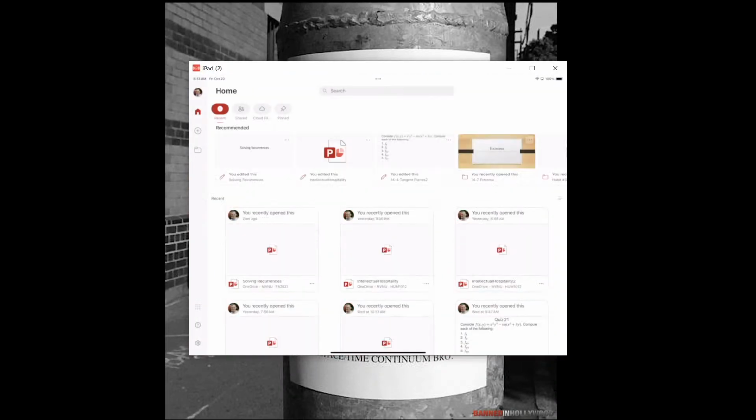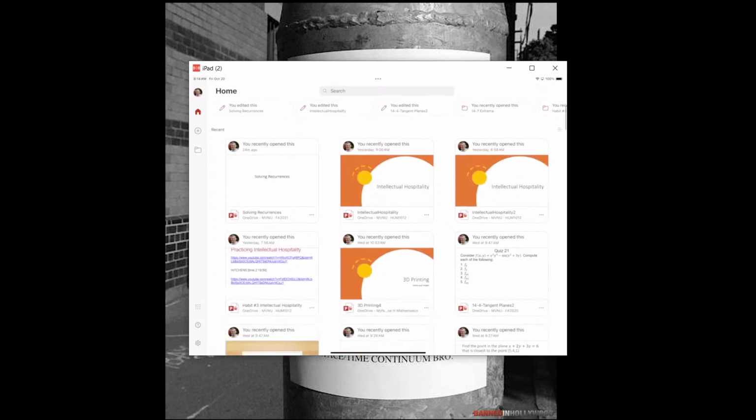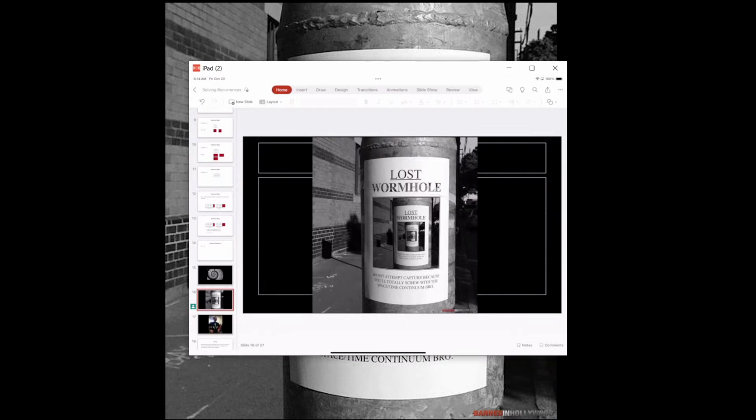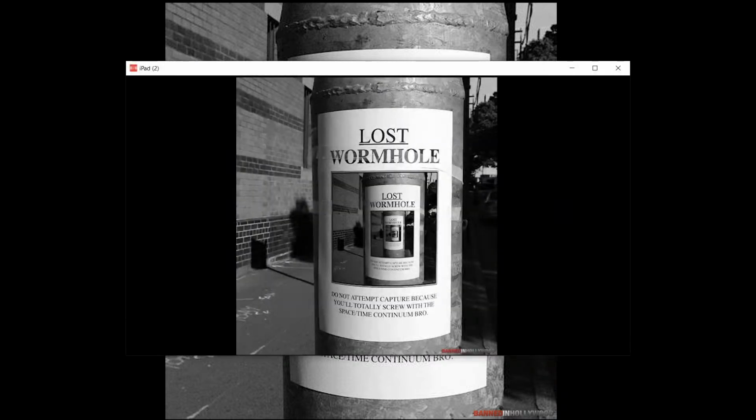Let me just get this into the right place. Solving recurrences is what I want. Come on, buddy. And we're going to do this. So let's do, oh, that's right. We also have to do the tires. I'll have to go get the tires. Why is that so little?